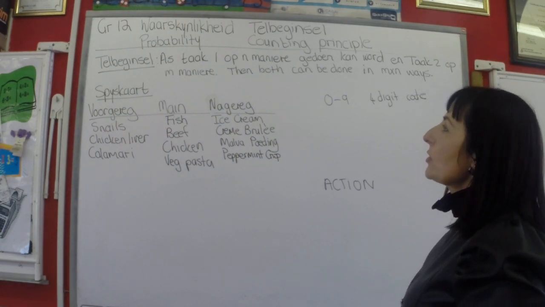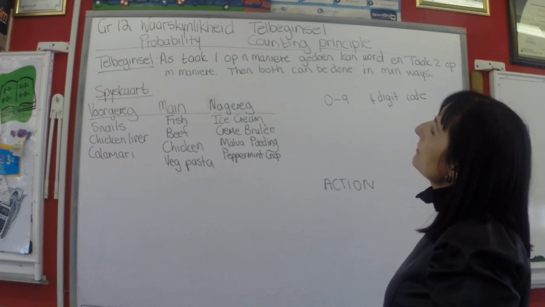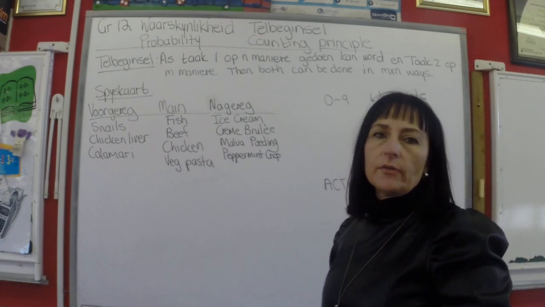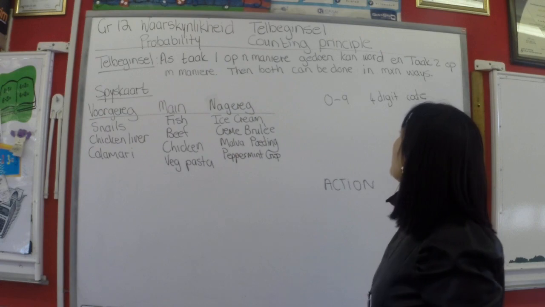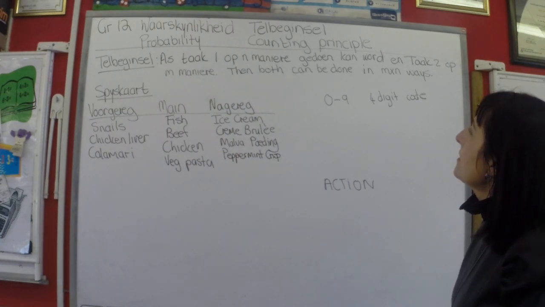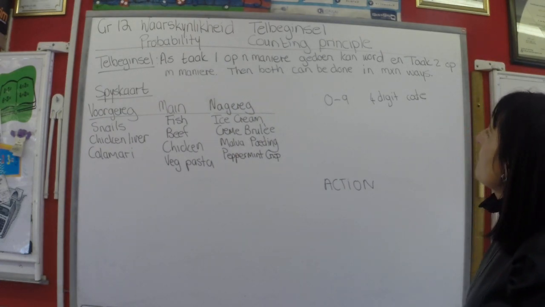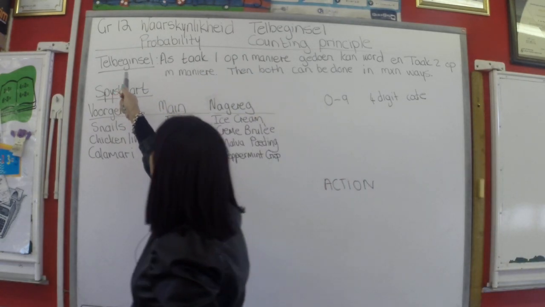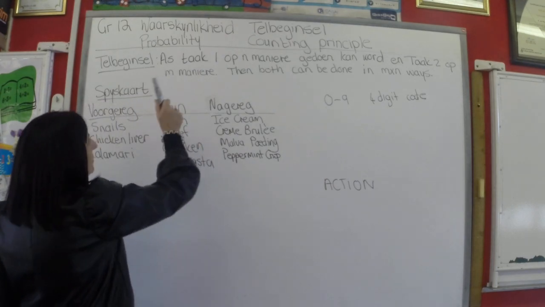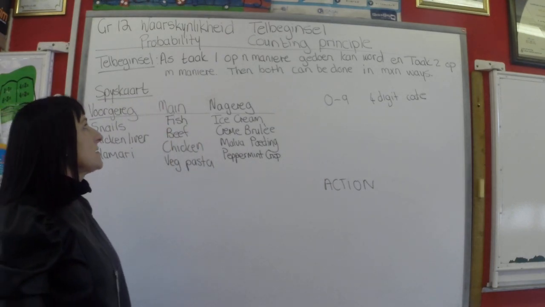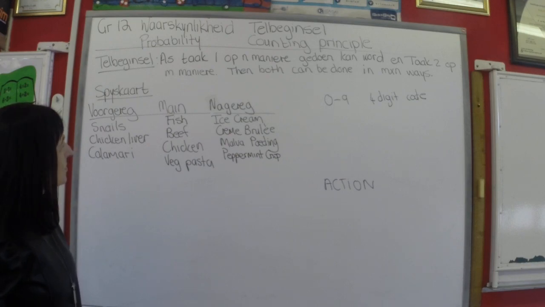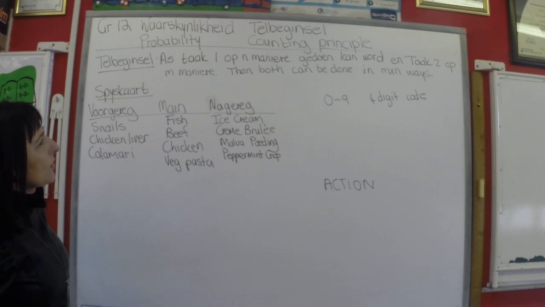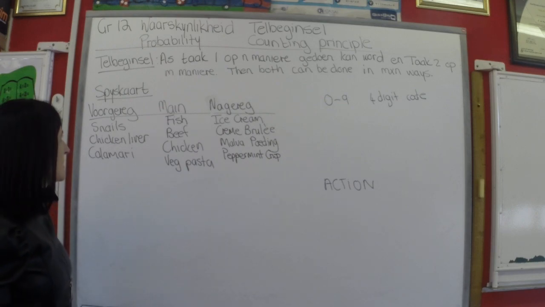Die telbeginsel bepaal dat as 'n taak 1 op n maniere gedoen word en 'n taak 2 op m maniere, dan kan beide op m maal n maniere gedoen word. So the counting principle only tells us that if a task 1 is done in m ways and another task is done in n ways, then both of the tasks can be done in m times n ways.